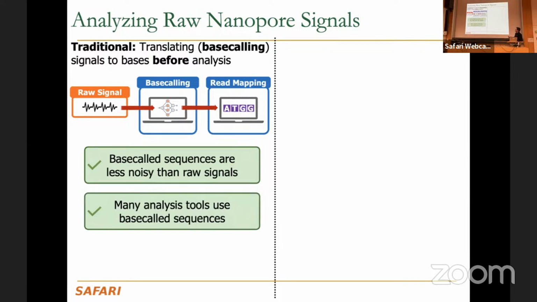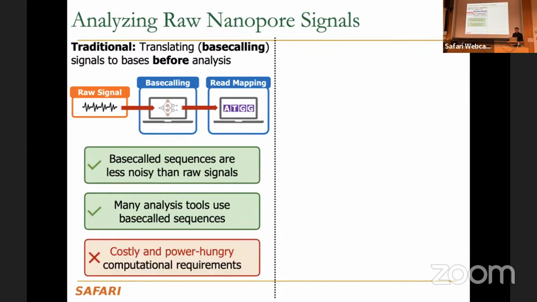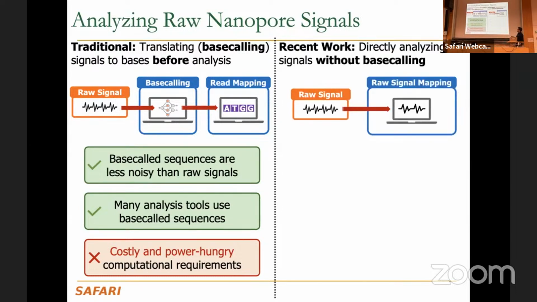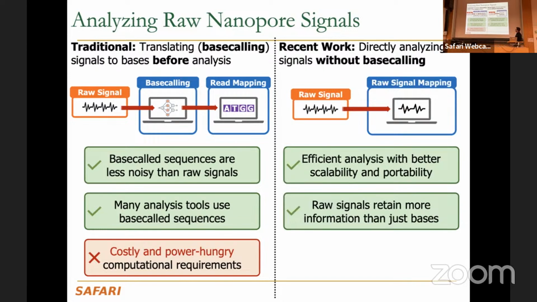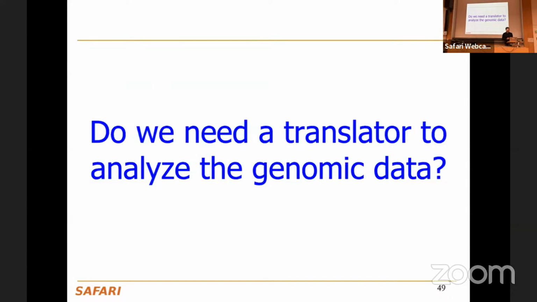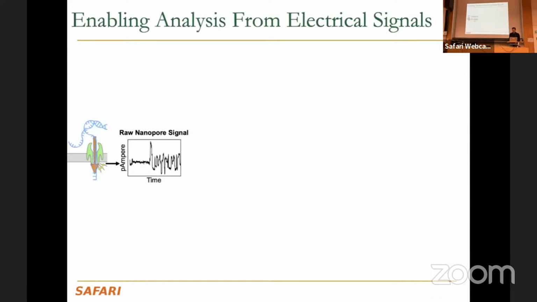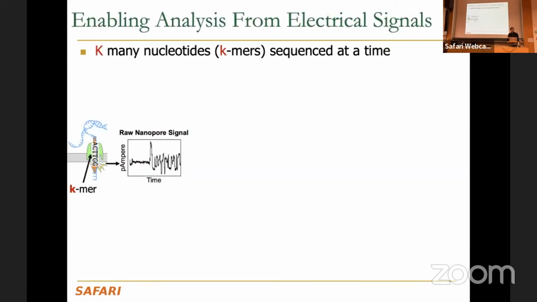And of course, many tools were developed that use this basecalled sequencing data. But this translation process is very costly, and it requires the use of power-hungry devices such as GPUs. There are more recent works that aim to directly analyze this raw sequencing data without the translation step. They provide efficient analysis with better scalability and portability. Also, raw signals retain more information than just individual bases. For example, you can infer the chemical structure of the DNA from the electrical signal. So then the question is, do we need a translator to analyze the genomic data? And the answer for now is, it depends on the application.